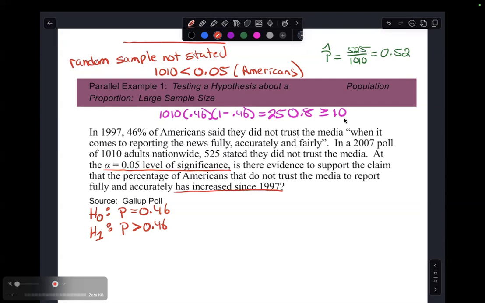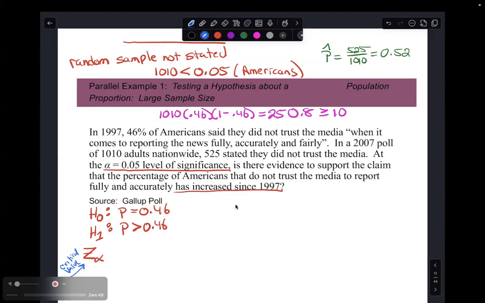So I think I'm going to do both ways. I'm going to do the test statistic versus the critical value first. So I need to find my critical value, which is the edge of my confidence interval. Your critical value is just going to be Z sub alpha, because it's not a two-tailed test, it's not divided by two. I just wrote that down there, critical value.